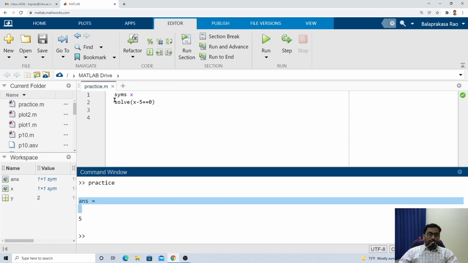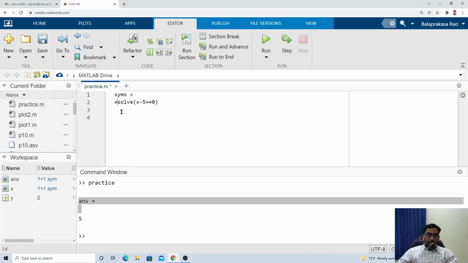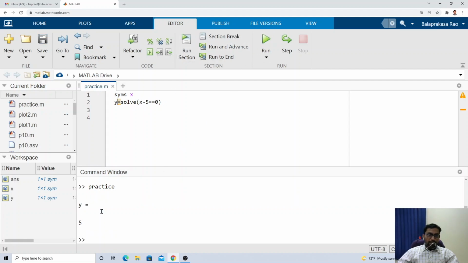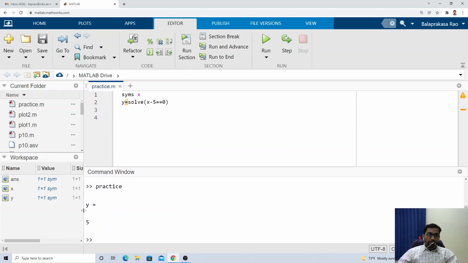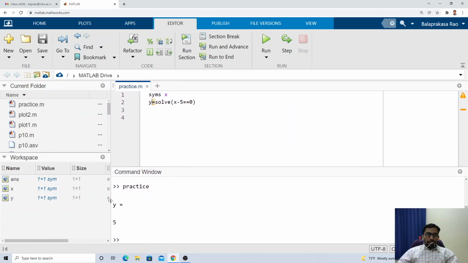You can store this value somewhere also. You can store it in y, and then we'll see the value of y. You see, y is 5 now. So this way you can solve algebraic equations. Now let us try to solve some other, more complex algebraic equations. This is a very simple equation, x minus 5 equals 0. We will solve some complex equations now.